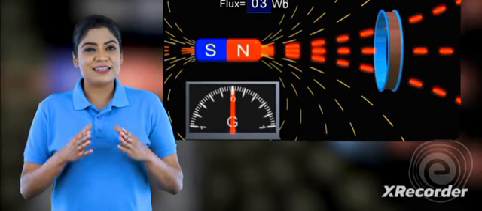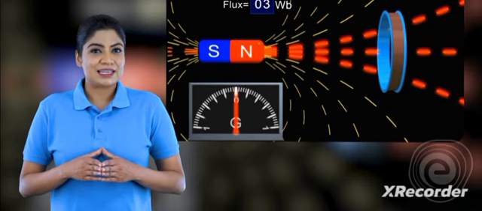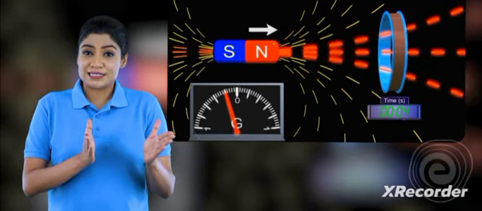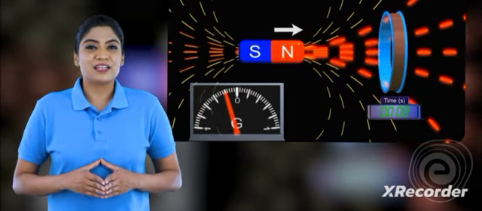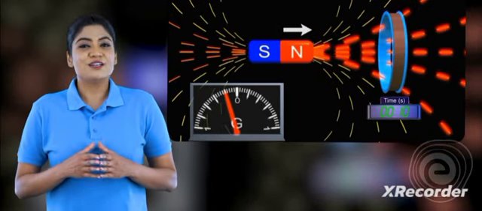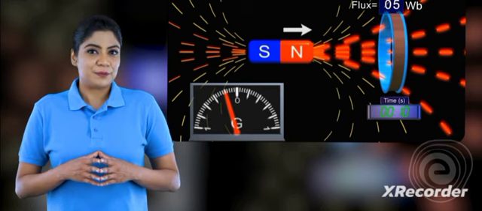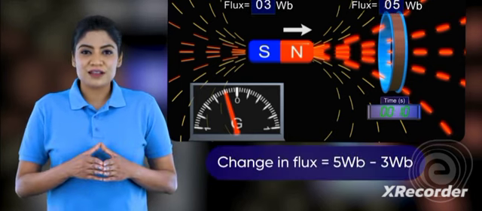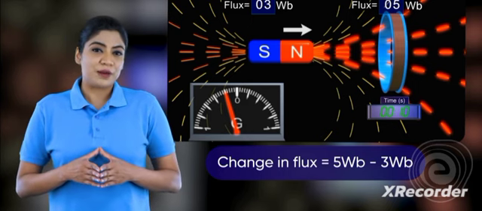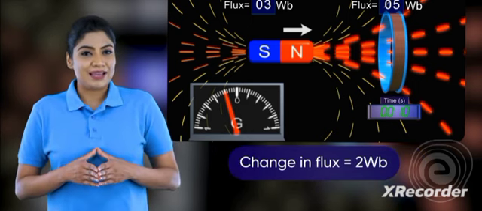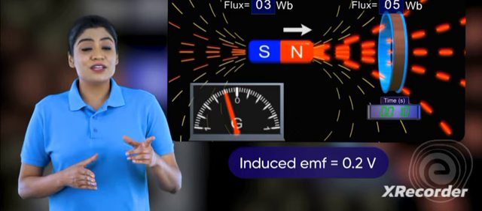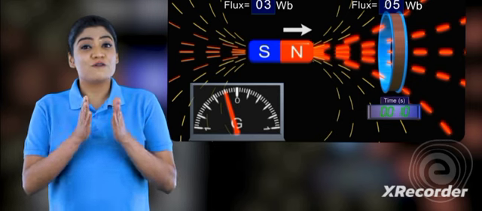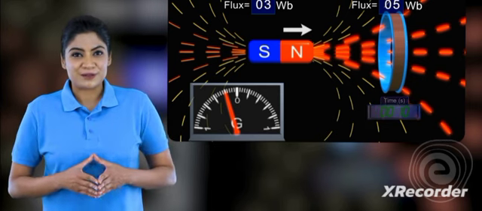Initially, we see that the flux linked with the coil is, say, 3 Weber. Now, within a time interval of, say, 10 seconds, we move the magnet closer to the coil such that the flux linked is 5 Weber. So we can say that in these 10 seconds, the change in the flux is from 3 Weber to 5 Weber, that is 2 Weber, and the induced EMF is 0.2 volts. This corresponds to a deflection of 5 divisions in the galvanometer.